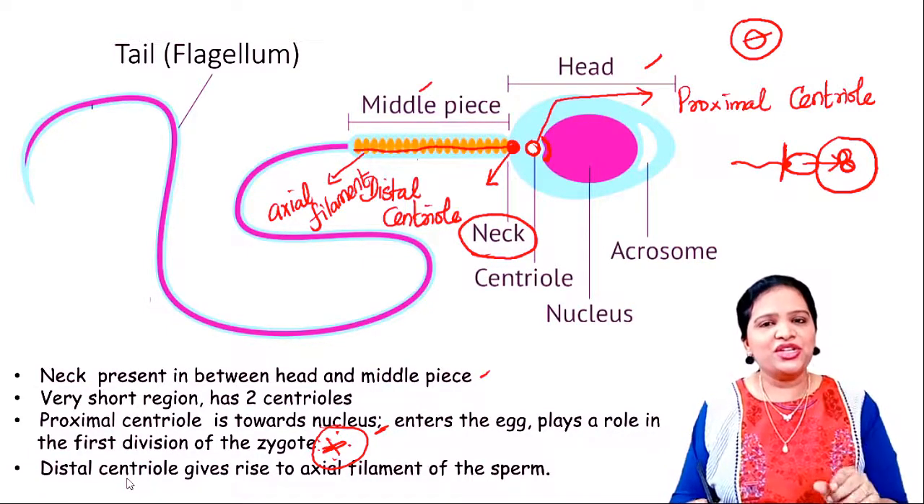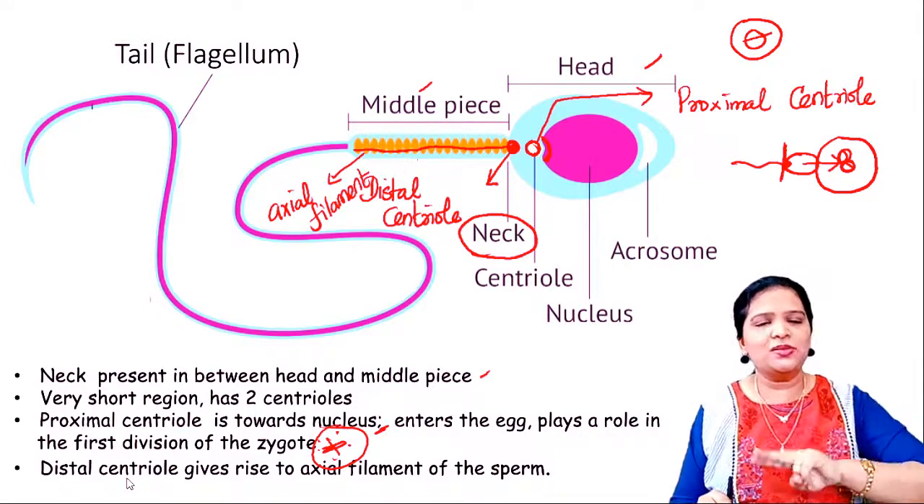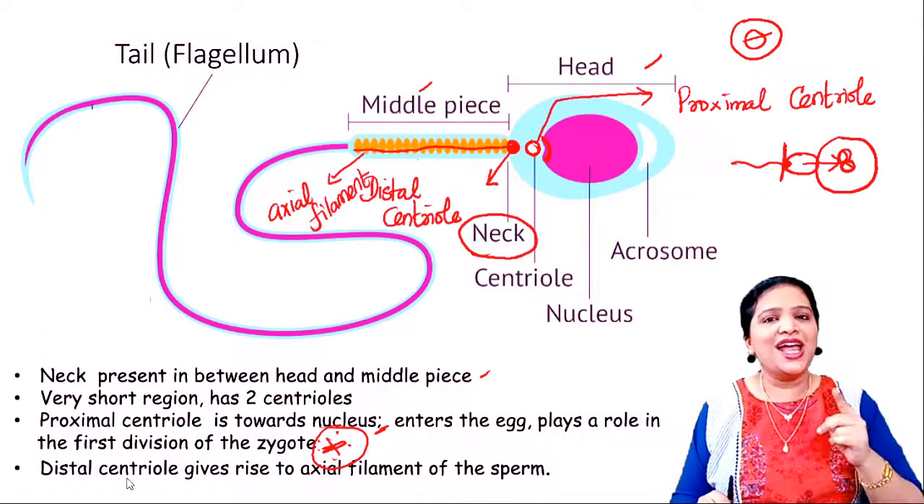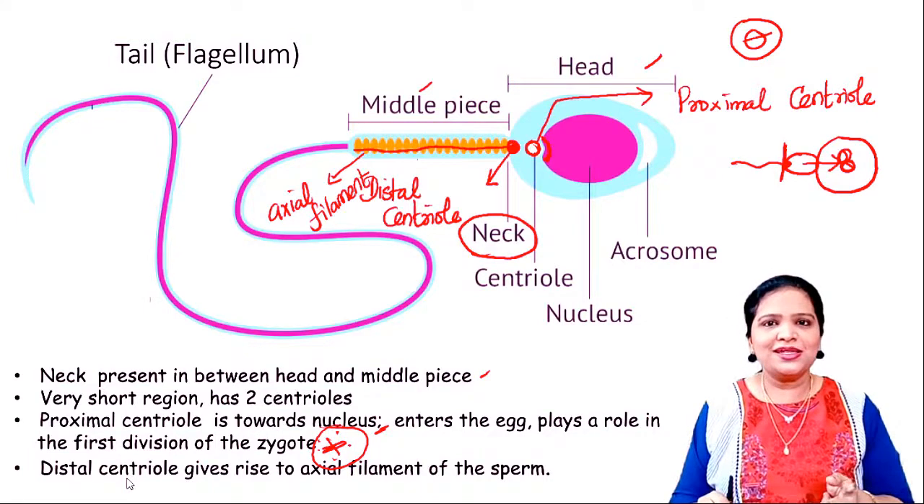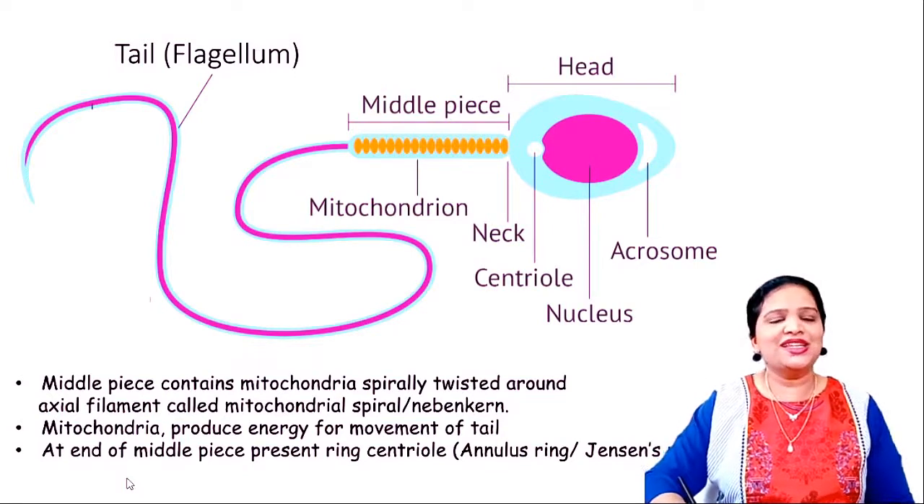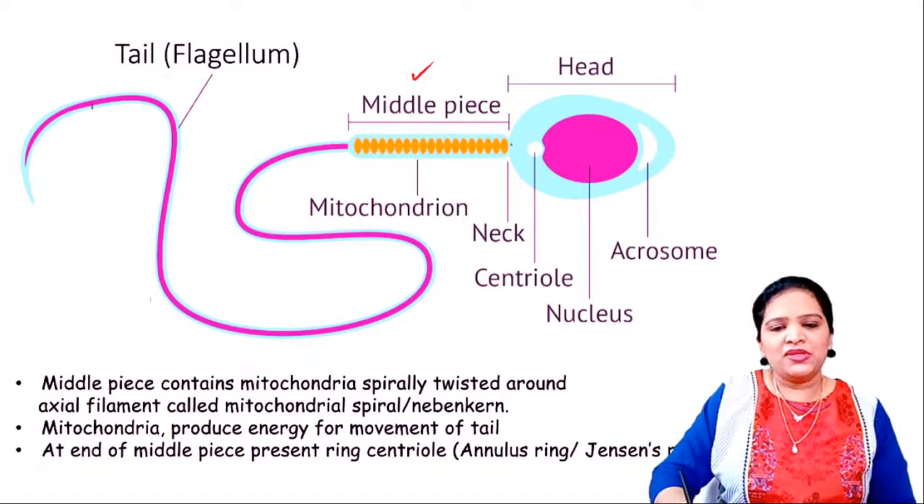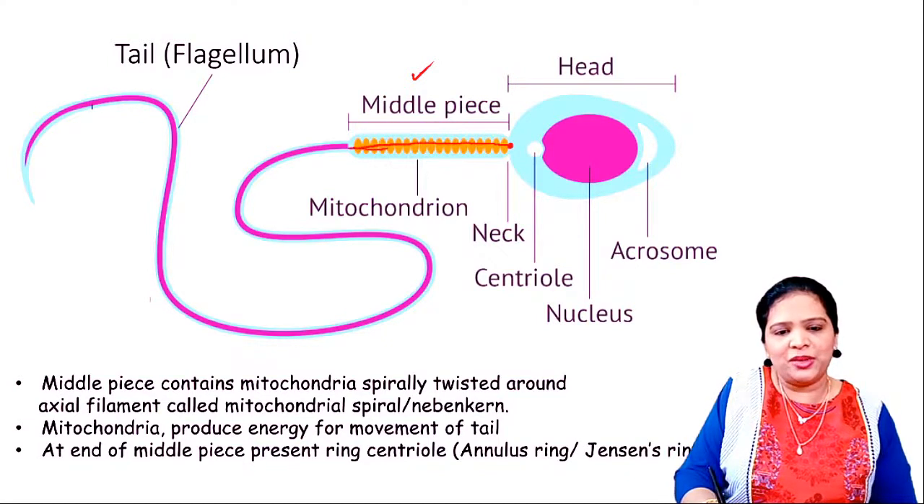Clear? The neck region is the shortest region in the sperm cell. It has two centrioles, proximal and distal. Proximal centriole helps in the first cleavage of the zygote. Distal centriole forms the axial filament of the middle piece. Right? Fine. Let's move on into the third region, that is the middle piece. Okay, what does the middle piece contain? We have seen just now there is a distal centriole which gives rise to a straight structure like this. This is called axial filament, right?